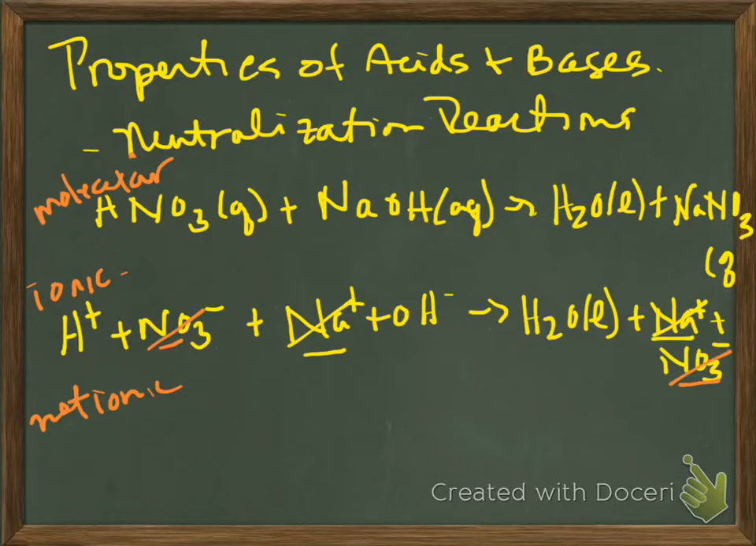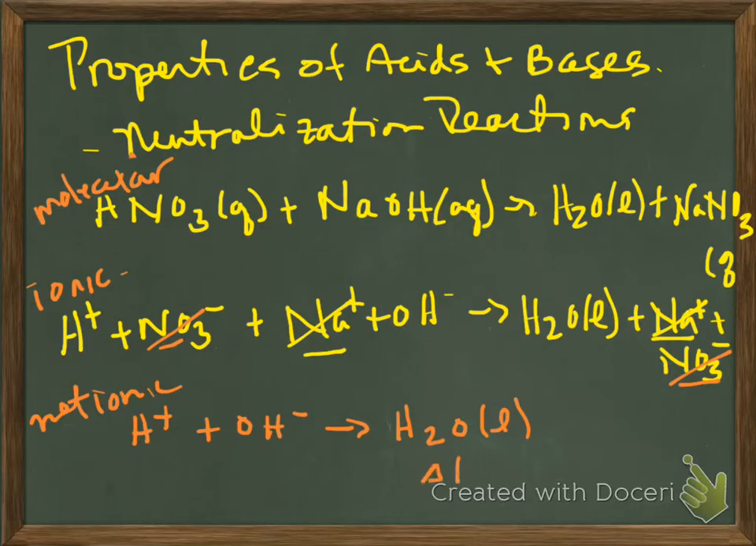So your net reaction for the reaction of a strong acid with a strong base, and remember, a strong acid is one that completely ionizes, a strong base is one that completely dissociates, will be the reaction of the hydronium ion and hydroxide making water.